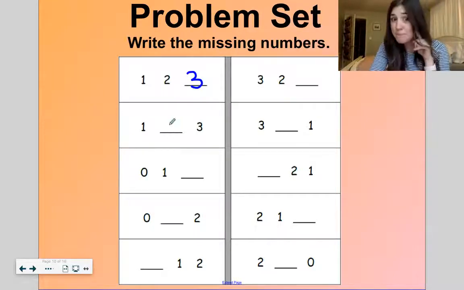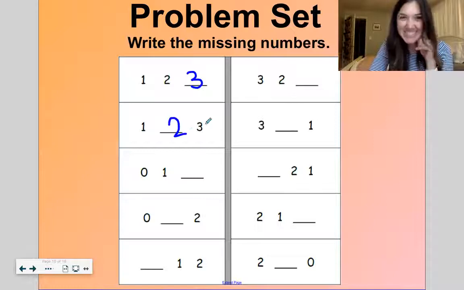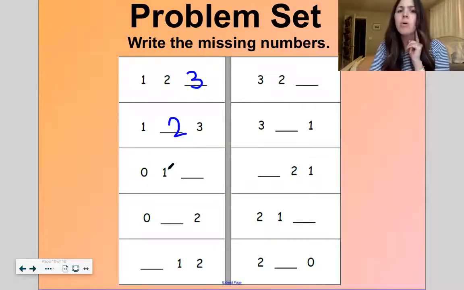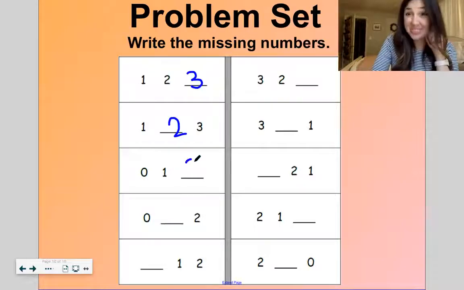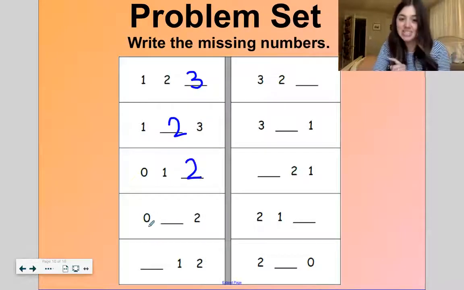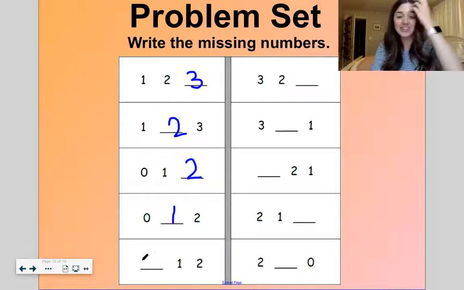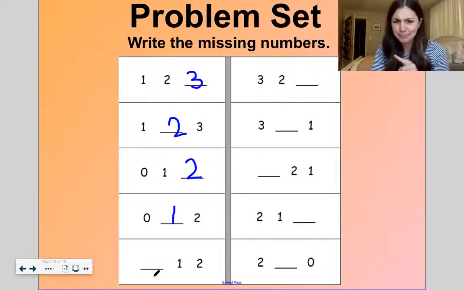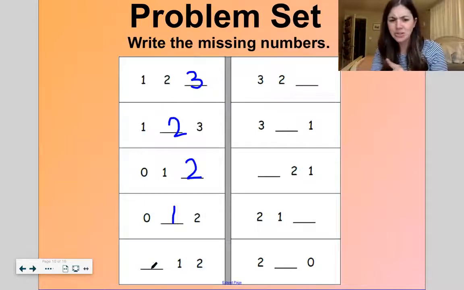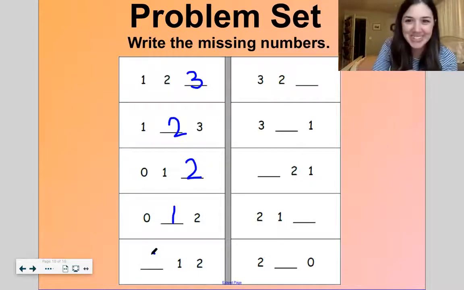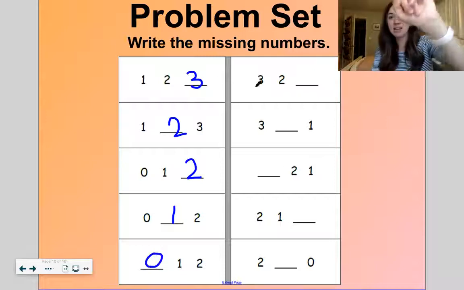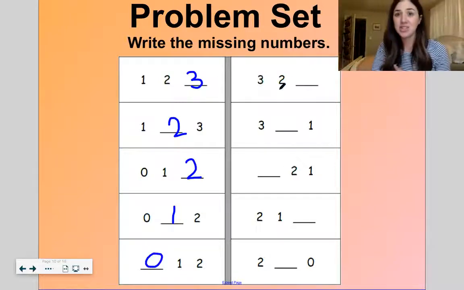1, 2, 3. Good. Now let's do this one. 0, 1, blurt. 2. 0, 1, 2. Good. 1, 2. What goes here? 0. Good. Okay, now let's go back up to the top.